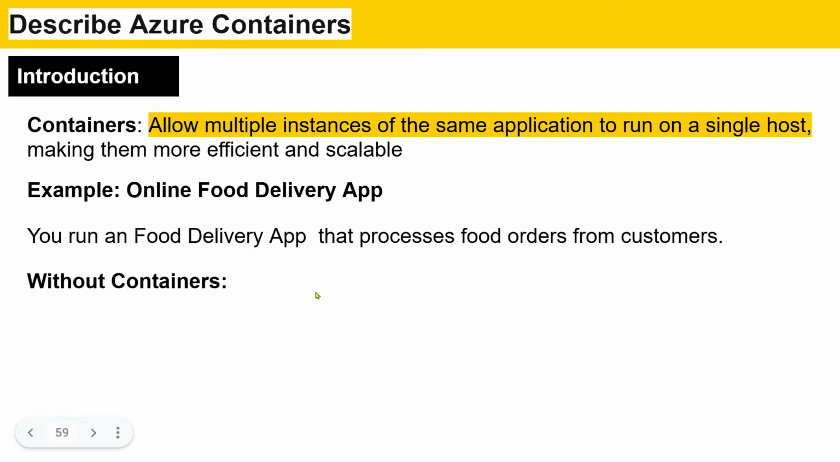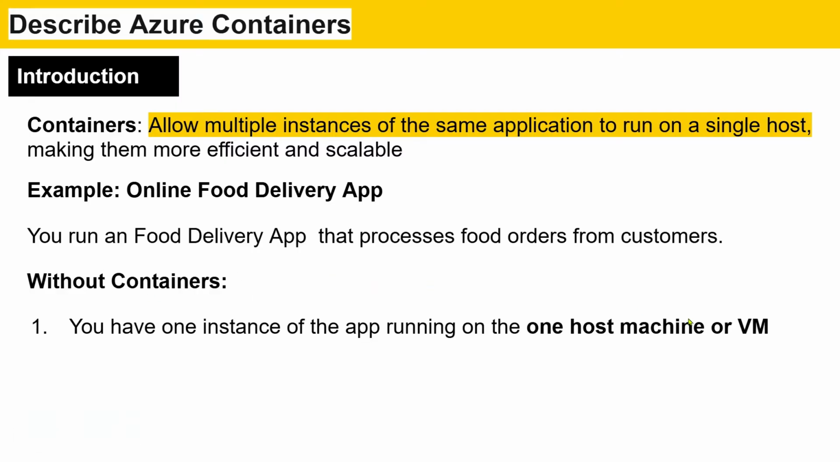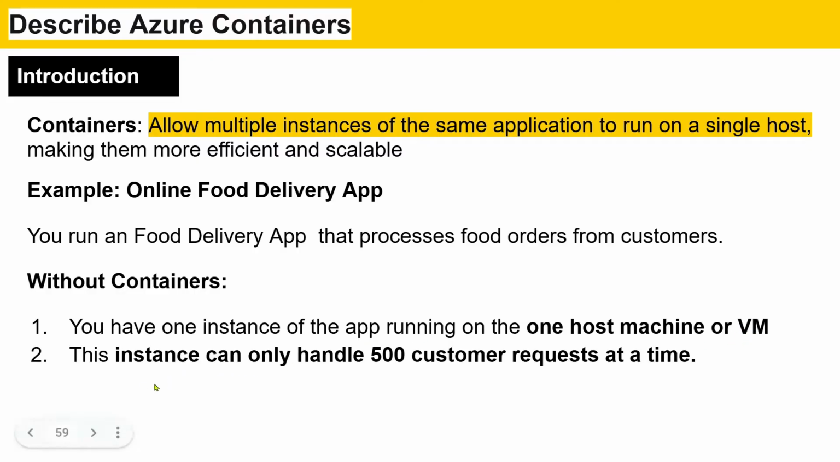Now without containers, that means you are running it on a VM. Just forget about containers. You have one instance of this application running on one host machine or one VM. You have hosted the server and it's running there. But the limitation is that this instance can only handle 500 customer requests at a time, based on the number of resources, CPUs and things like that. It can handle a maximum of 500 customer requests at a time.